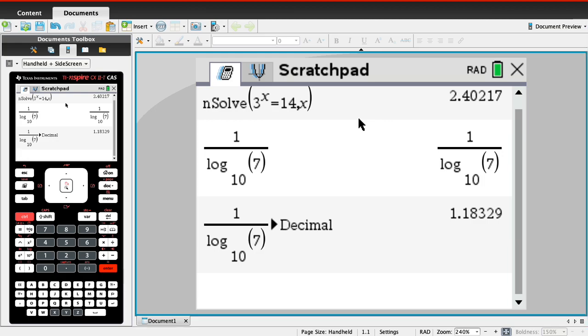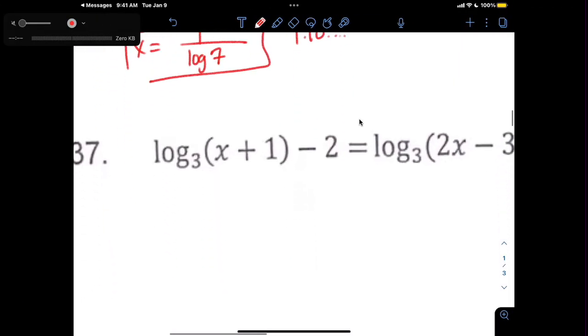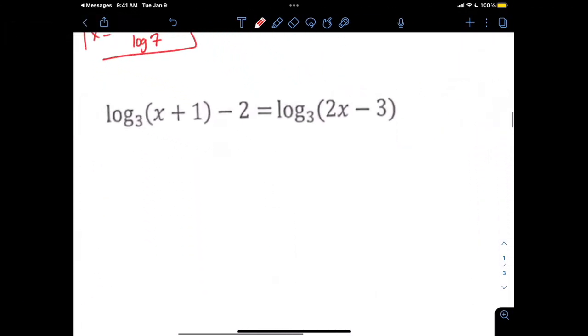And I would get approximately 1.18. All right, let's look at the next one.